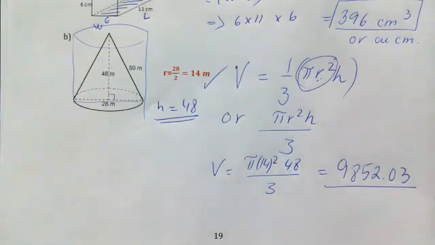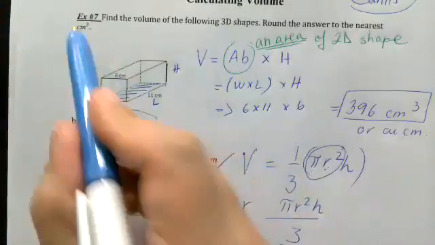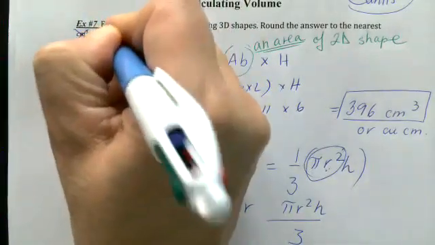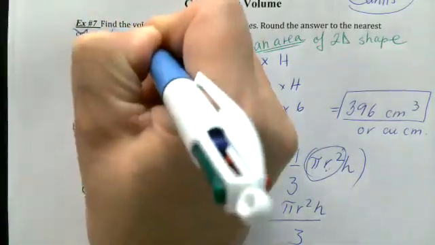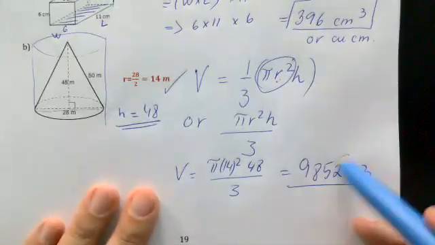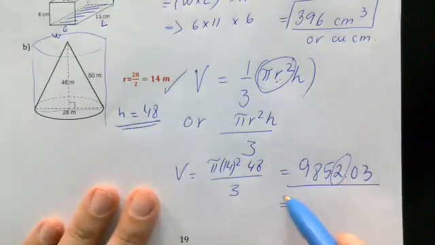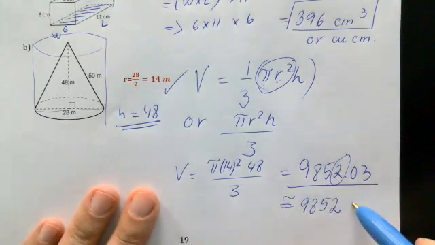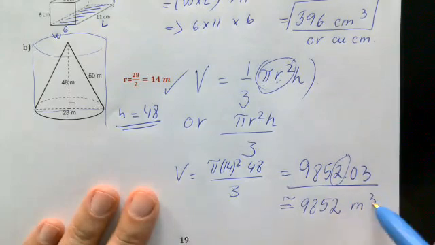They want us to round to the nearest cubic unit. It says nearest centimeters cubed, let's cross that off. You don't need to convert, so just give a cubic unit of the shape that you have. So to the nearest cubic unit, it's approximately 9,852 meters cubed.